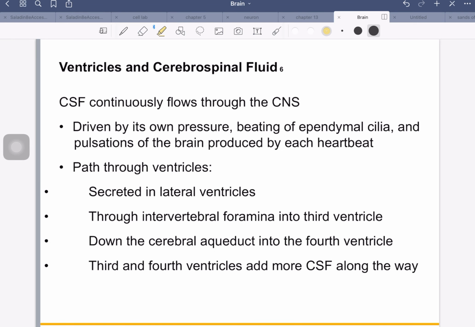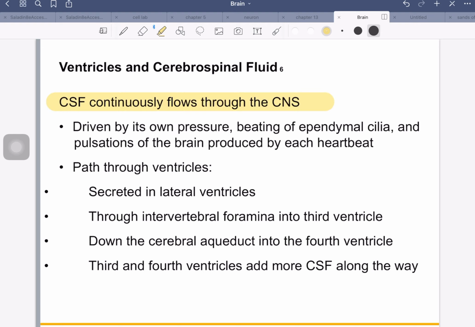And CSF is made continuously. As CSF is made, it flows from say the lateral ventricles to the third to the fourth, bathes over the brain, and goes back into the sagittal sinus, that blood cavity. And so it's made continuously. So I'm constantly making new CSF, and I'm reabsorbing CSF that's basically flowed through that route.